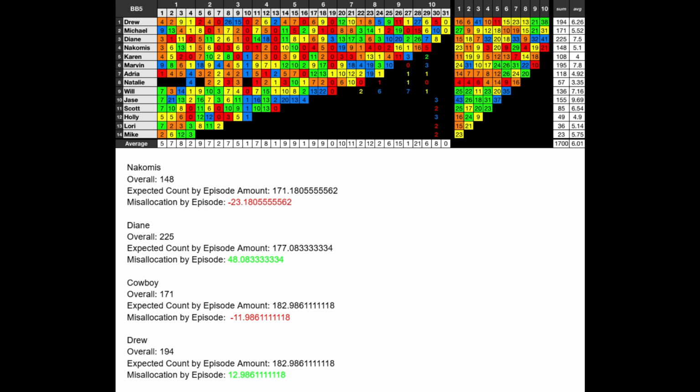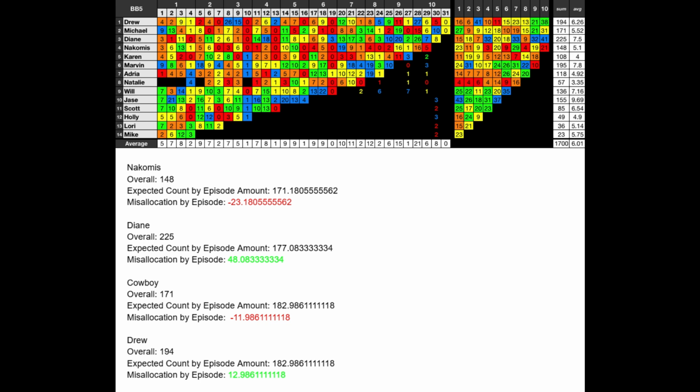Cowboy has an overall diary room count of 171, and his expected count by episode amount is 182, causing his misallocation to be negative 11, which barely crosses over from the balance to slightly under-edited. But in general, I think he got the amount that he needed, and that fits the amount of screen time that he got.